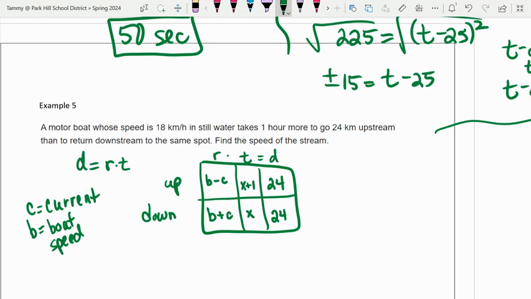And we know that the rate in still water is 18. So let's make that our current, so minus 18 here, and this is going to be plus 18. So that's my current. Oh no, that's my boat. Oops, erase. So boat minus current, so 18 minus the current, and 18 plus the current going downstream.